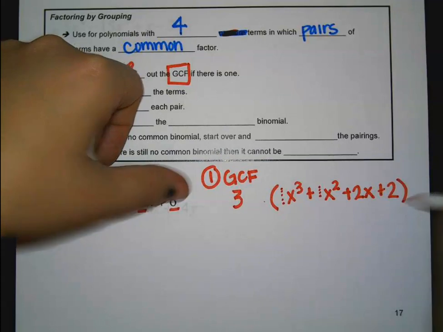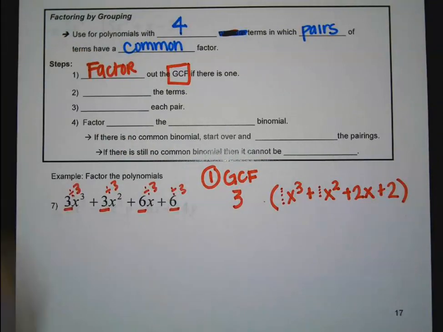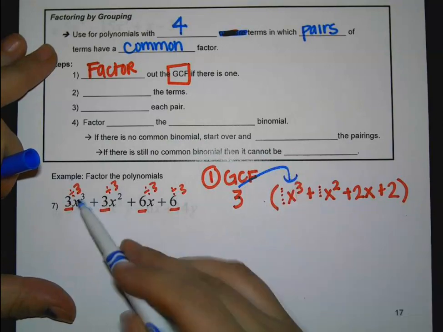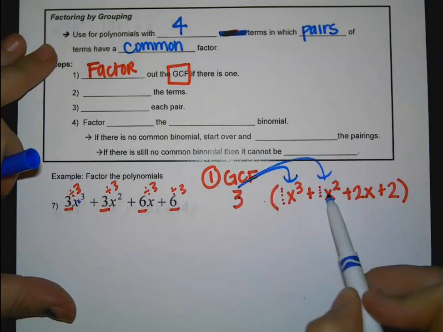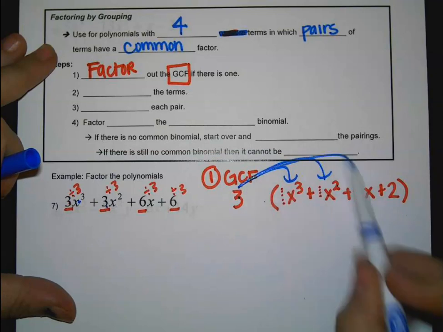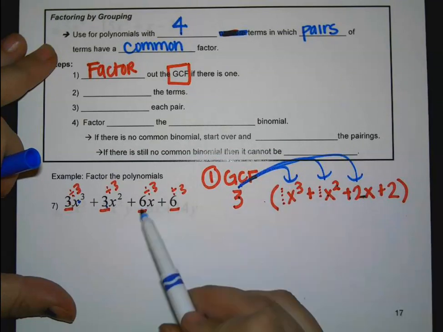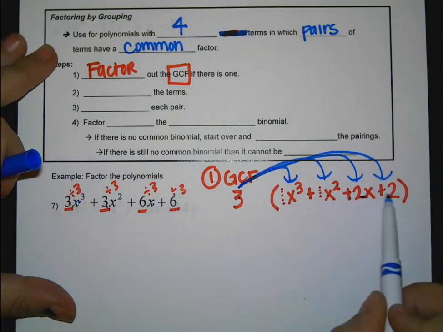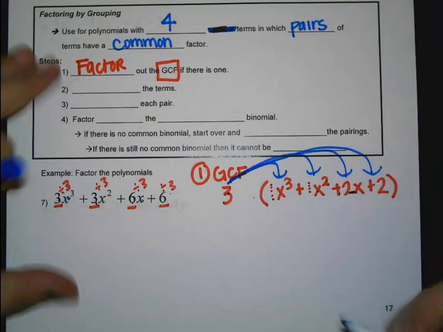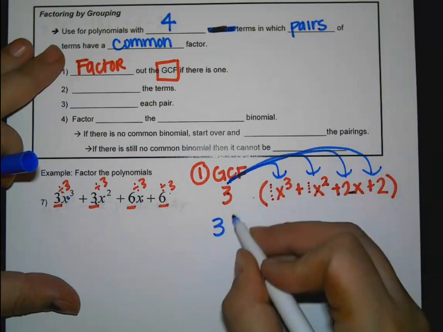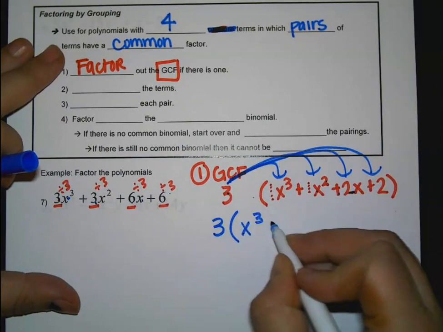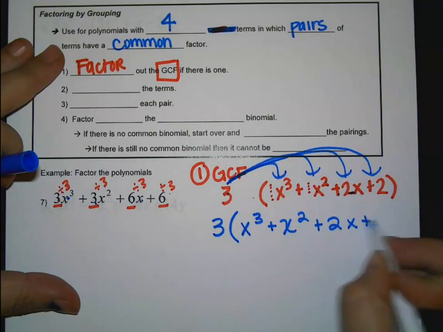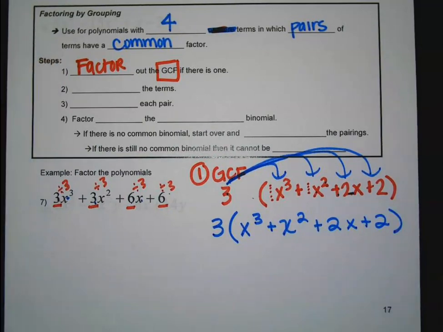So in other words, what I'm doing is 3 times x cubed would get me this. 3 times x squared would get me this. 3 times 2x would get me this. So I'm factoring this out. I'm factoring out the GCF. Okay, so now let me rewrite that so it looks a little bit better. Okay, so that was the first step.